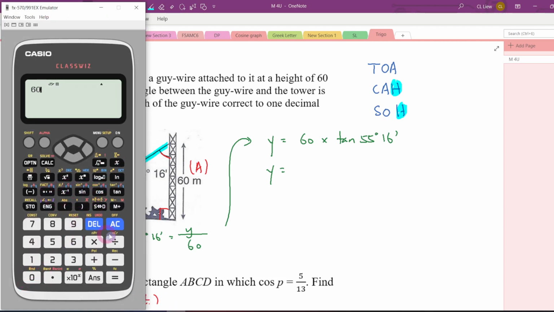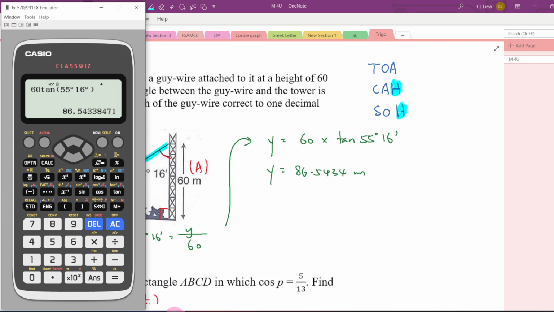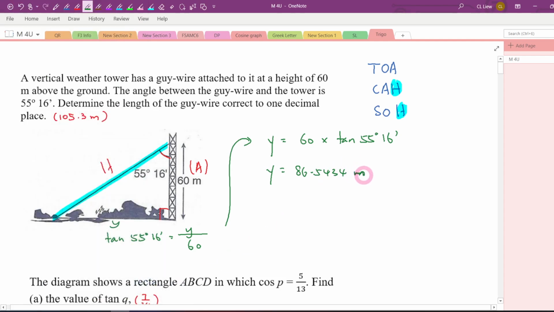Now just press your calculator. 60. You don't have to press a multiplication sign, it's okay. You can just press tangent, your calculator knows that it is 60 times this. So 55 degrees 16 minutes. Okay, 86 point, let me take more decimal places so it will be more accurate. 86.5434. Okay, is it correct? Yes, 5434. Now y is 86.5434 meter.